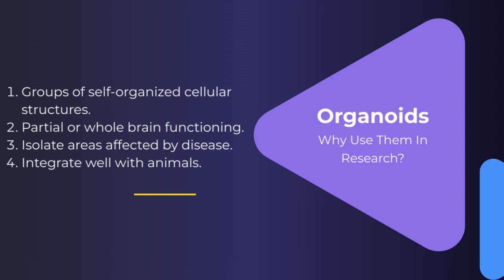Because they're a region of the brain isolated from a human body, it's hard for them to survive without vasculature, neuronal signals, and a microenvironment. So they're integrated with animals and placed into their brains so they can slowly adopt their vasculature and almost take over that area of the animal's brain over time.